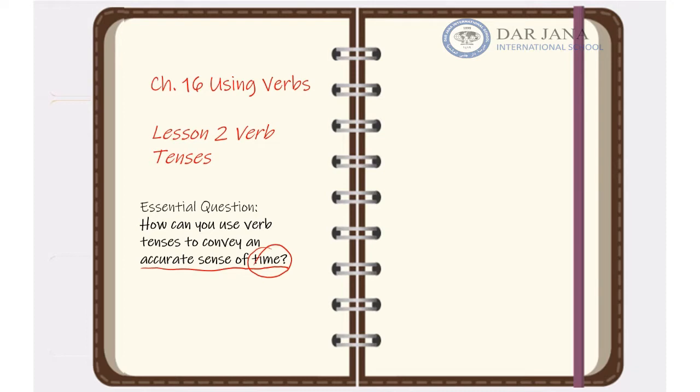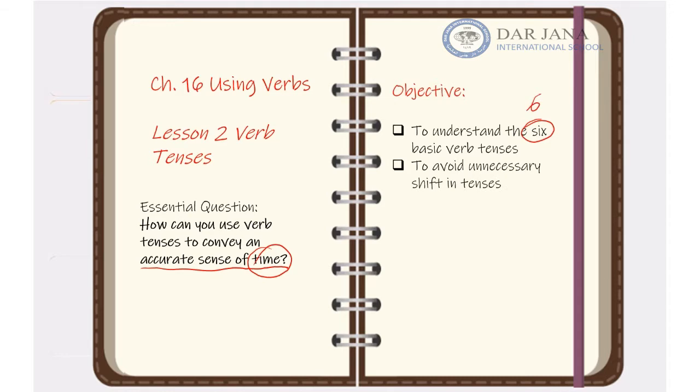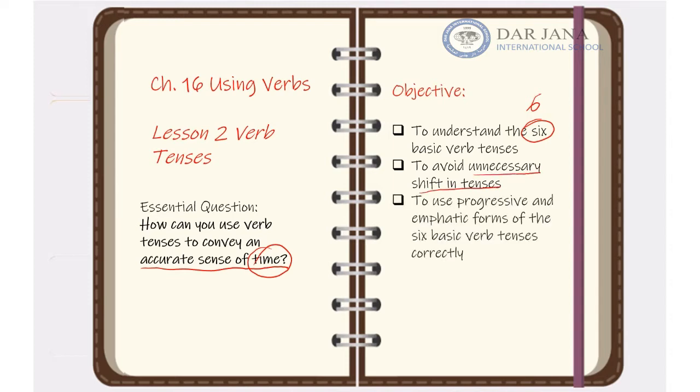Now, the objectives we'd like you to achieve by the end of this lesson are, first, to be able to understand the 6 basic verb tenses. 2, to avoid unnecessary shift in tenses. 3, to use progressive and emphatic forms of the 6 basic verb tenses correctly. So we're going to focus on these at the end of the lesson, which are the progressive and emphatic forms of the 6 basic verb tenses.